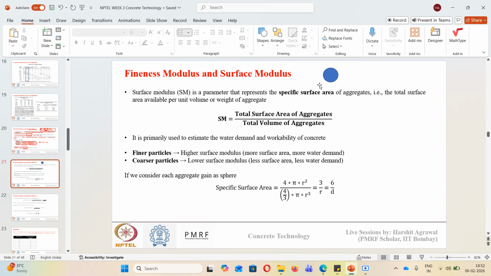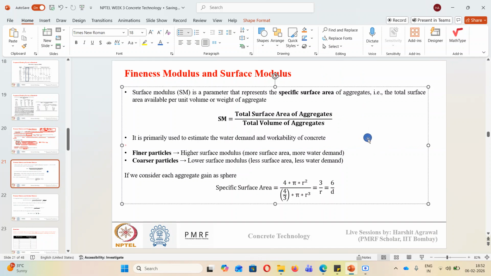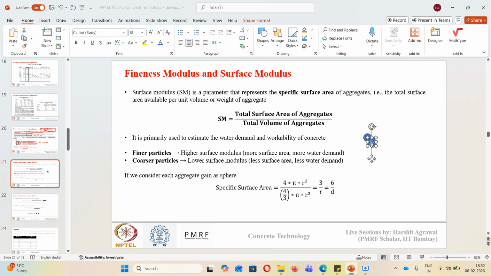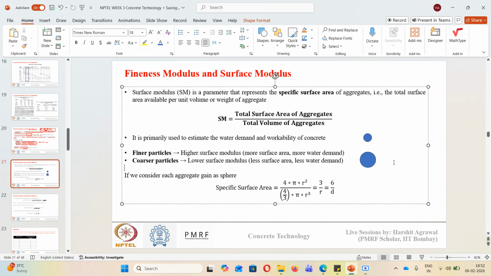Okay, so if I have fine aggregate, what will happen? I will have higher specific surface area. Like we talked about for cement, finer cement has more surface area, which is more reactive. Similarly, if there is a finer aggregate particle, it has higher surface area, so it has more water demand. And if there is coarser aggregate, it has smaller surface area, so it has lower water demand.